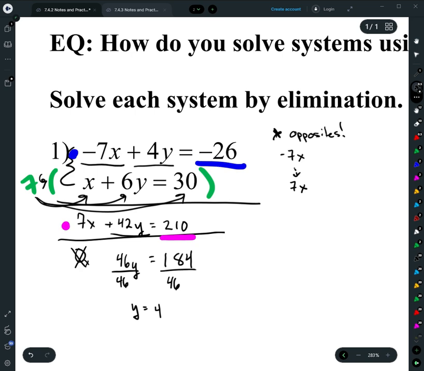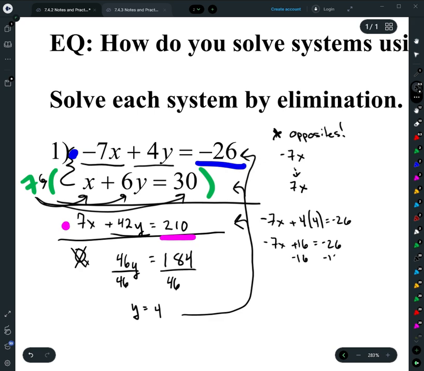Okay? Just like before, you have to plug in y. You can put it in any of the equations, the purple one, the original green one here, or the blue one. I will use the blue equation: negative 7x plus 4 times the quantity of 4 equals negative 26. Negative 7x plus 16 equals negative 26. Subtract the 16, and that equals negative 42, sorry. Then divide by negative 7, divide by negative 7, and x equals 6. So there we have it, 6 comma 4 is your answer using elimination with some multiplication.